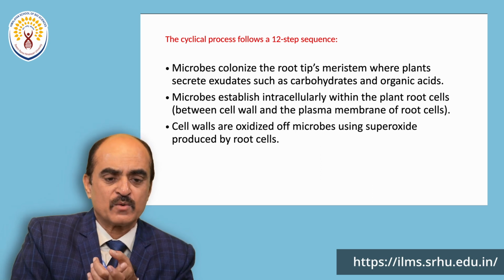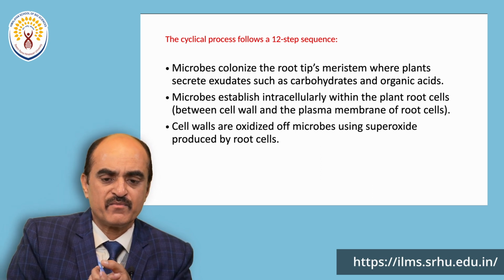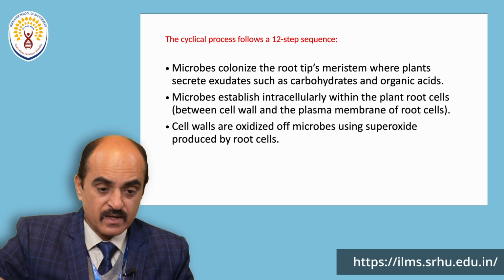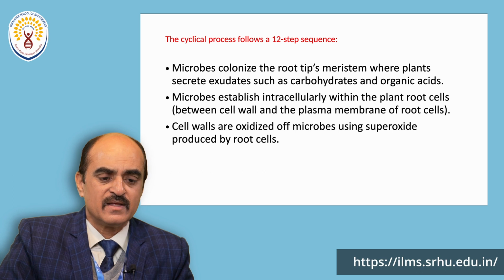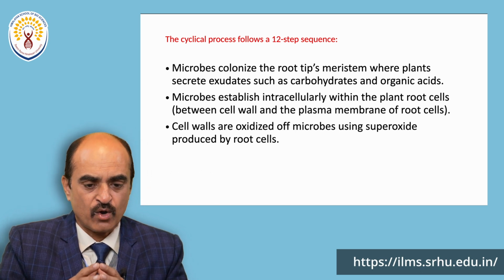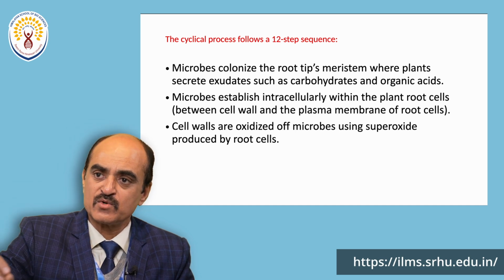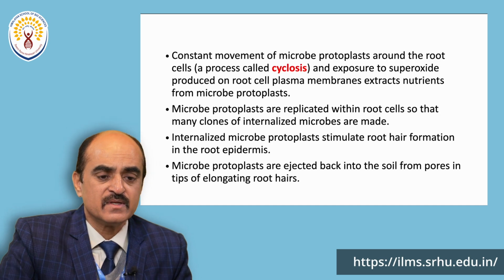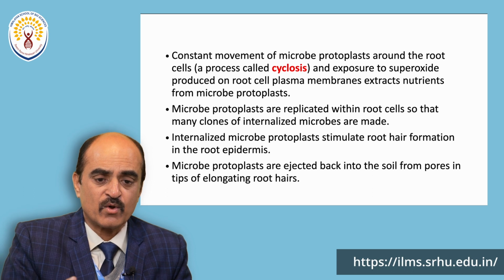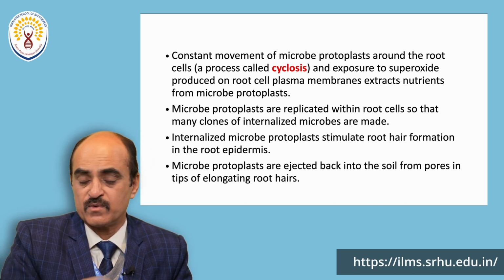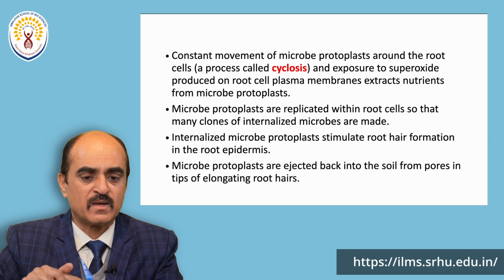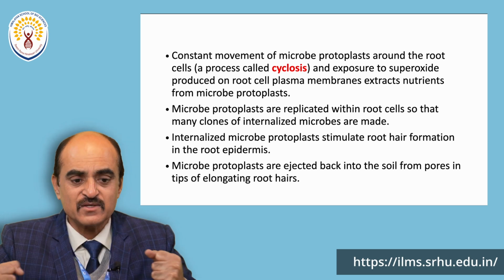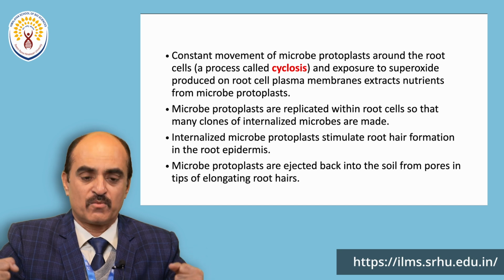Number 1, the microbes colonize the root tip meristem where plants secrete exudates. Microbes establish intracellularly within the plant root cells. Then cell walls of microbes are oxidized using superoxide produced by the root cells. The constant movement of microbe protoplasts around the root cells is known as cyclosis, and exposure to superoxide produced on the root cell plasma membrane extracts nutrients from the microbe protoplasts.